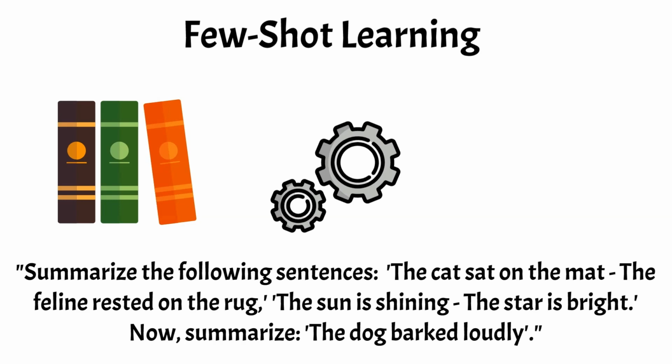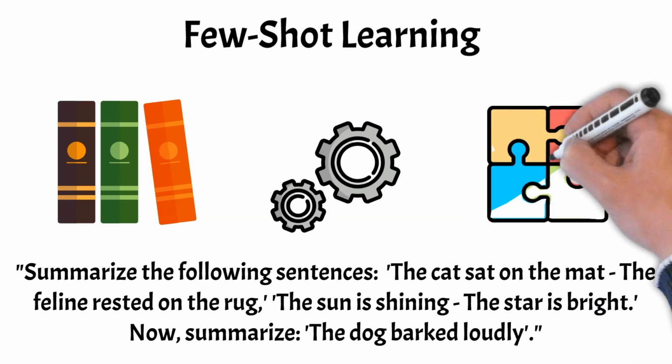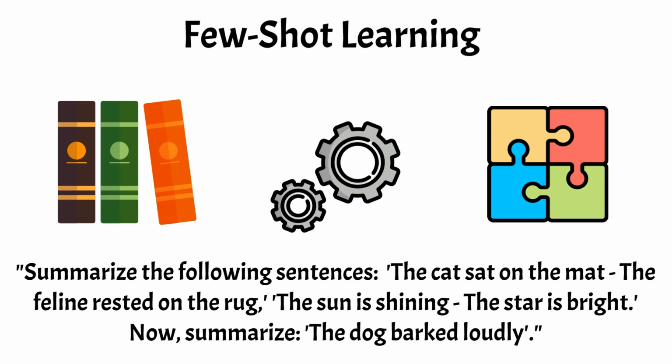Now, summarize. The dog barked loudly." This approach allows the AI to generalize from a handful of examples, enhancing its ability to apply learned knowledge to new, similar tasks efficiently. Next, we have chain of thought prompting.